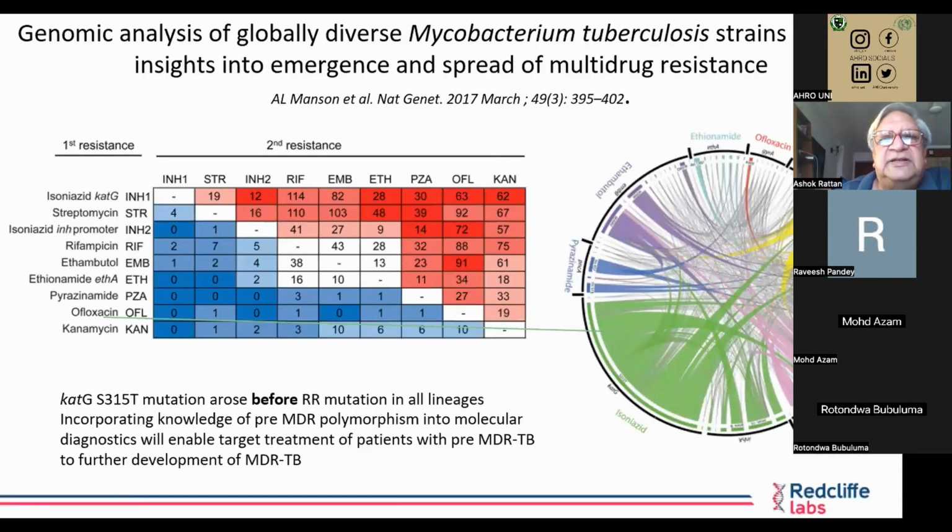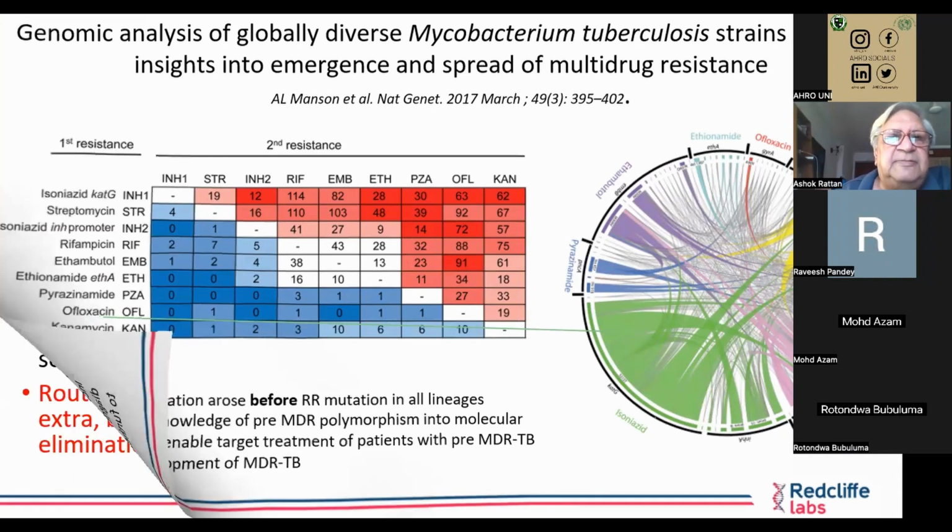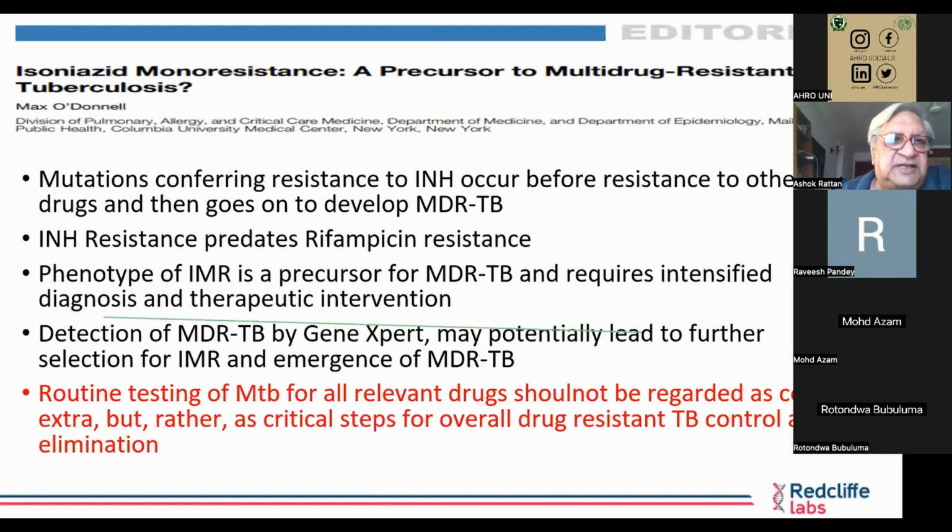So all the next generation sequencing indicates that the katG gene mutation arises before rifampicin mutation in all lineages, and INH monoresistance exists much before rifampicin resistance occurs. Therefore, there was an editorial in which Max O'Donnell suggested that mutations conferring resistance to INH occur before resistance to other drugs and then go on to develop MDR tuberculosis. INH resistance predates rifampicin resistance.